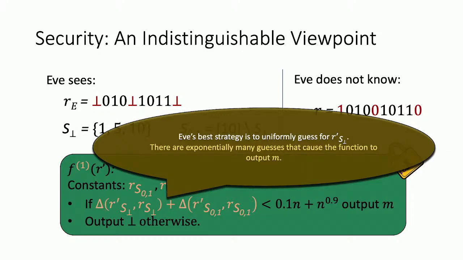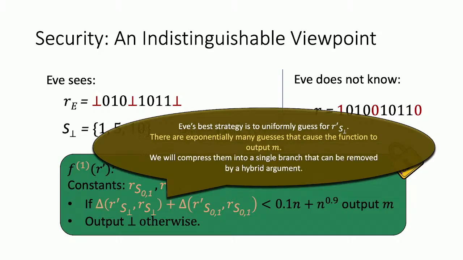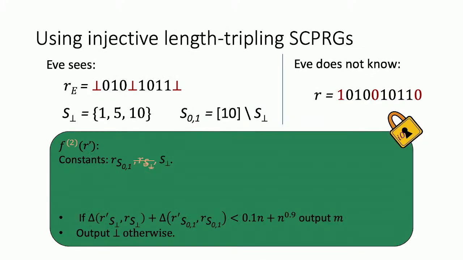And again, observe that even for that portion, there are exponentially many guesses that cause the function to output M, so still no puncturing. And we're not going to use puncturing at all. Instead, we're going to compress all of these into a single branch that can be removed by a hybrid argument. So what's the idea? We don't want this RS bot hard-coded in this function, because that's exactly what Eve shouldn't be able to see.